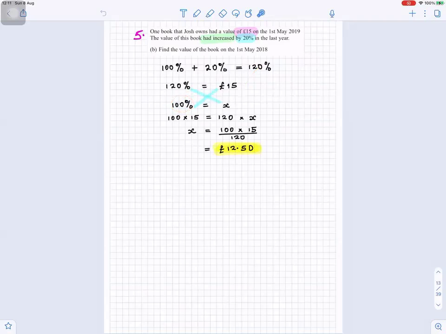So we cross multiply: 100 times 15 is equal to 120 times x. The 120 goes to the left, it becomes divided by 120. So x would be 100 times 15 over 120. It's 12 pounds 50. So 100% of the book is 12 pounds 50, and when you get a 20% increase, it would be 15 pounds.